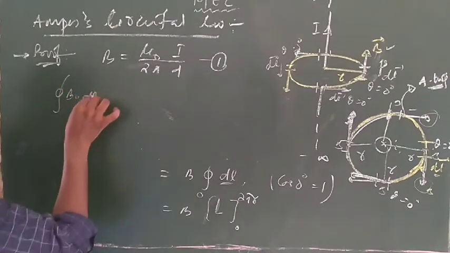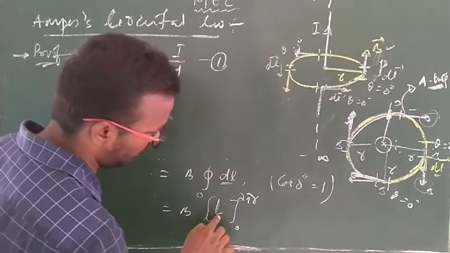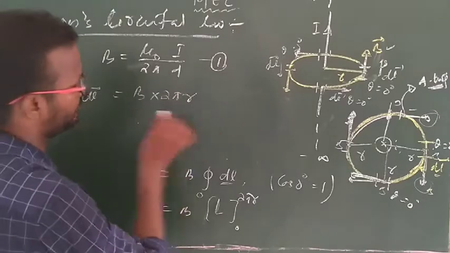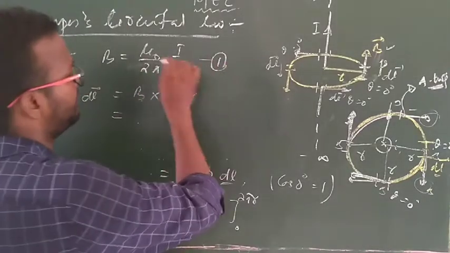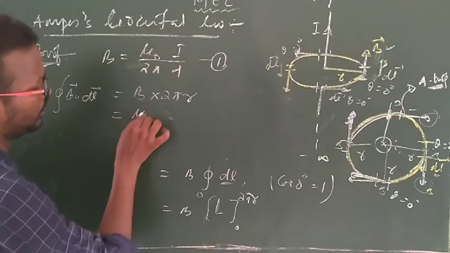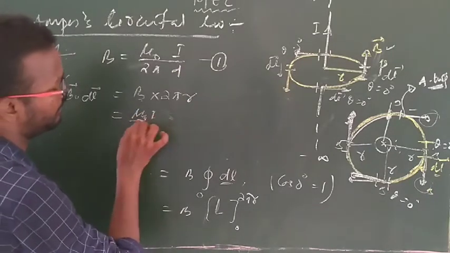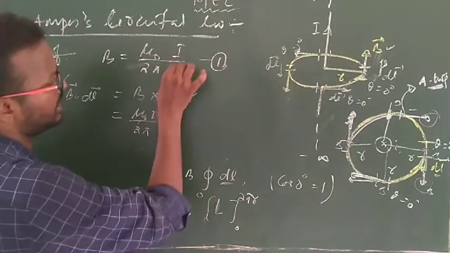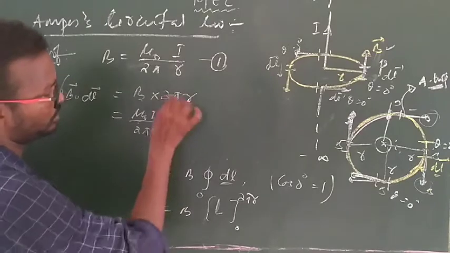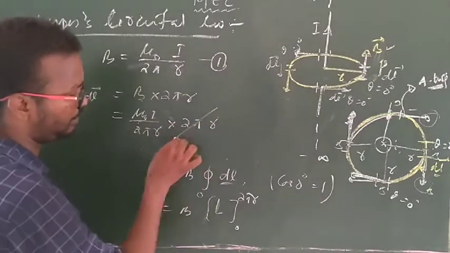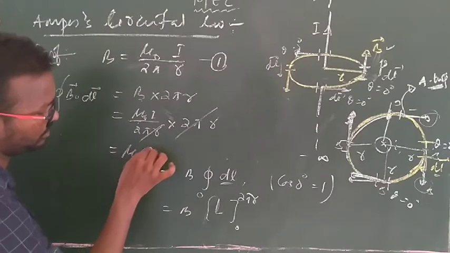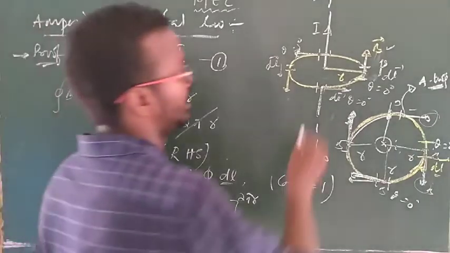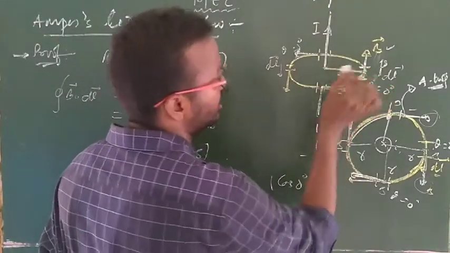LHS, that is B dot DL, which is equal to, first we use the upper limit, B into 2 pi r. What is B? B means magnetic field strength, mu naught I by 2 pi d. Here d means r, so this is r, and r into 2 pi r cancel, which is equal to mu naught I. And this is RHS.